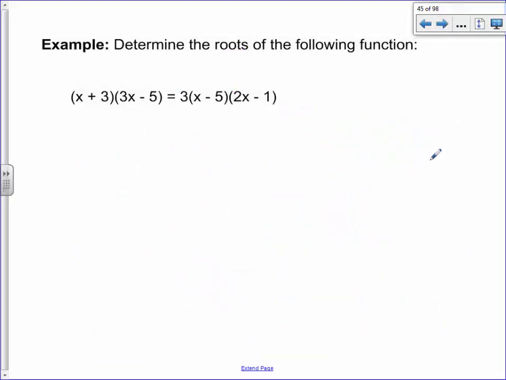Okay, why don't you guys then see if you can try this one? We're extending now.